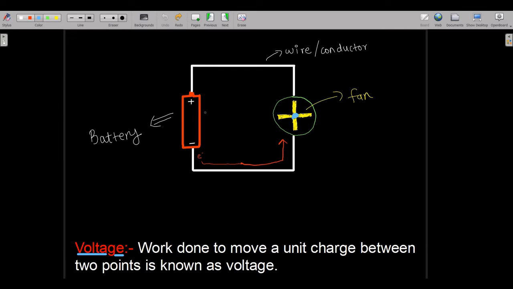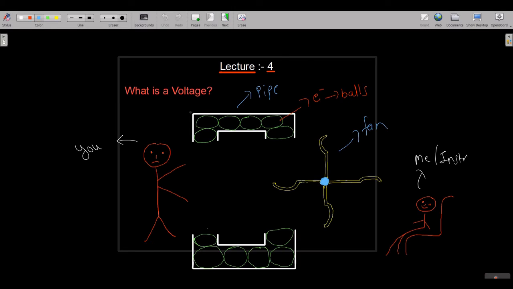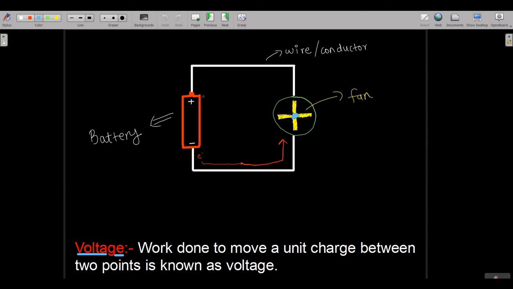Now what about the battery? What exactly is it doing in this circuit? As you can see over here, you were giving certain energy to this ball, due to which it was moving up. Similarly, the battery is providing certain energy to the electrons, that is, to the charges.